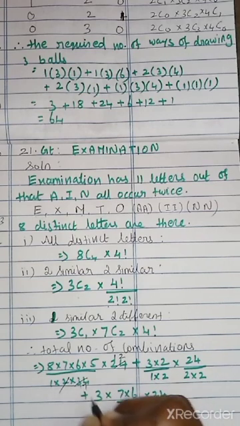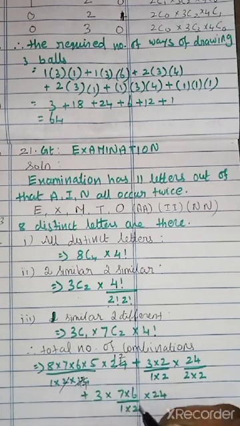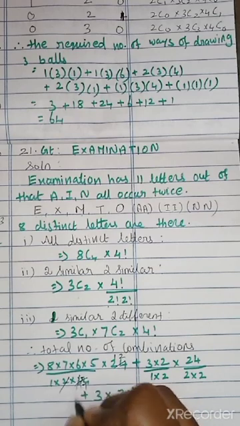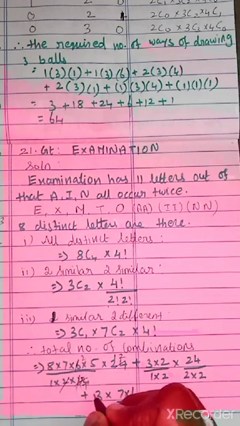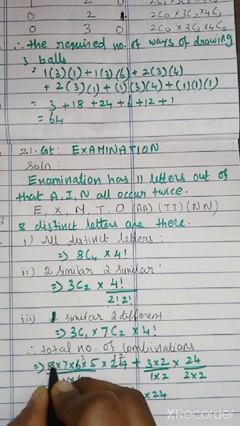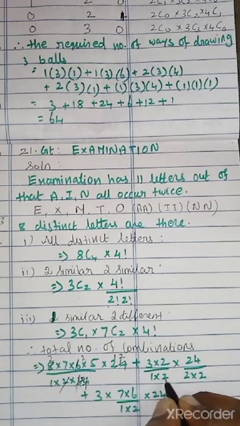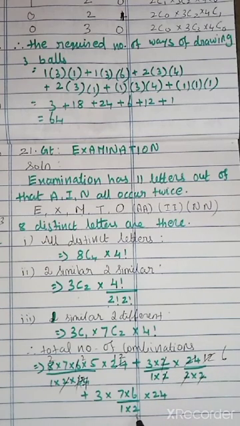Sorry, this is 1 into 2 into 3 into 4. 3 into 4. So 3 2 times, 4 2 times. The 2s cancel. Next 2 2. And again this one.